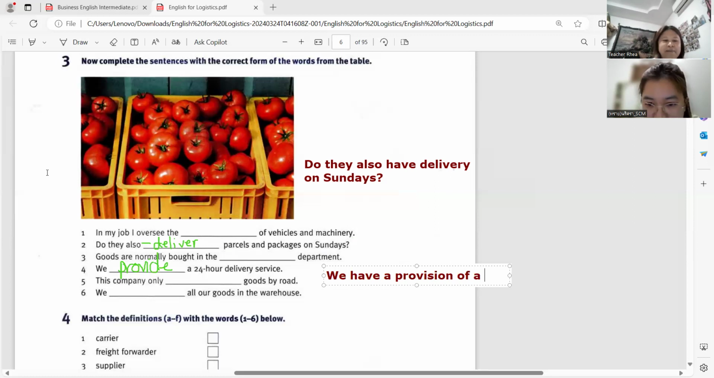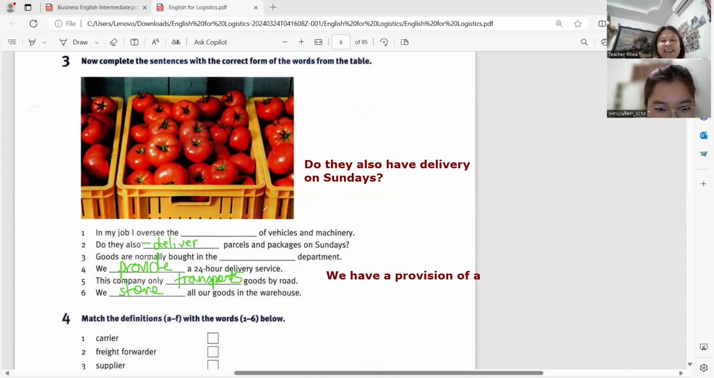Number 5. Only transport. Yes, this company only transports goods by road. Number 6. We store all our goods in the warehouse. Yes, we store all our goods in the warehouse. So it's a verb. Okay, how about number 1?